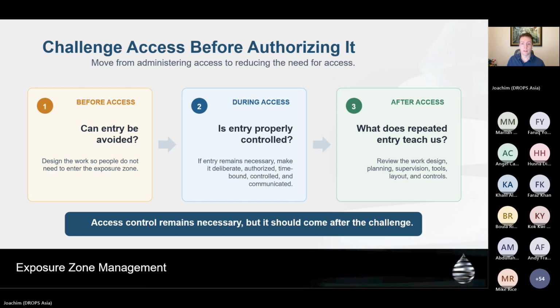The third question is, after access, what does repeated entry teach us? This is where monitoring and review become valuable. If people keep entering the exposure zone, that should not simply result in repeated permission. It should trigger learning. Is there something about the work design, layout, supervision, tools, planning, or controls that is causing people to keep entering? So the aim is not just to make entry more controlled. The aim is to reduce the need for entry in the first place.